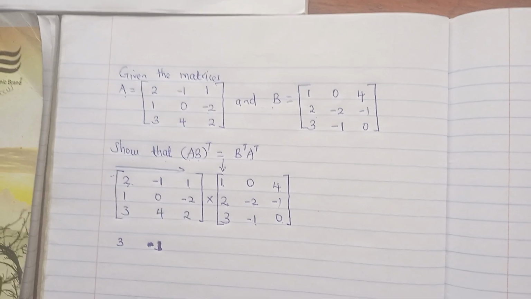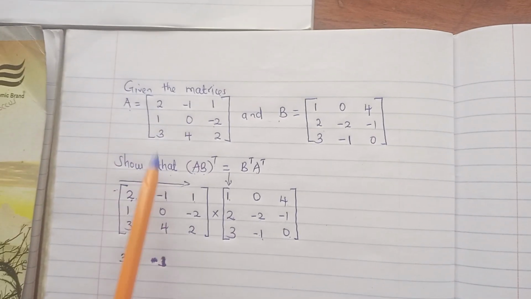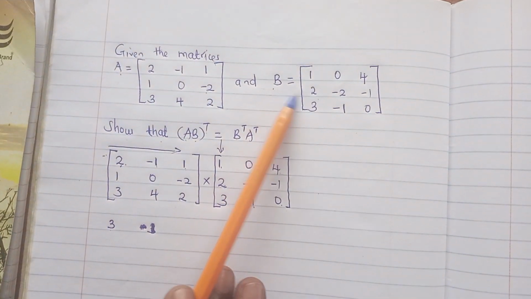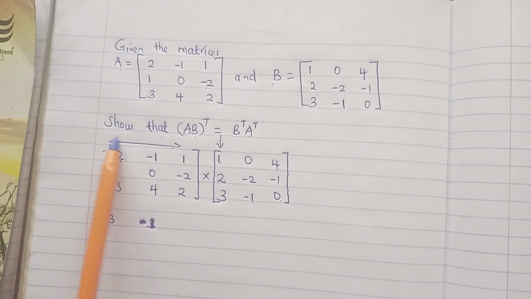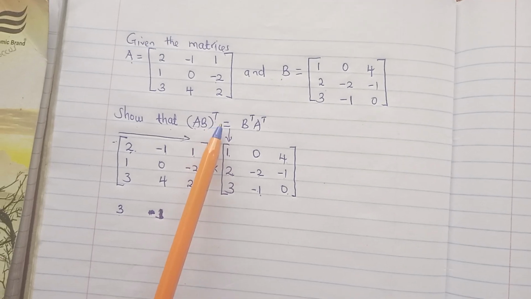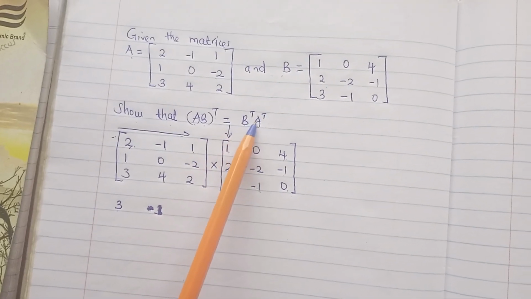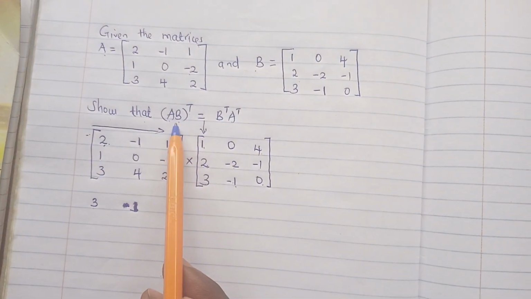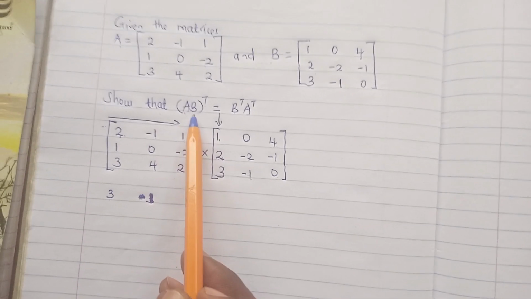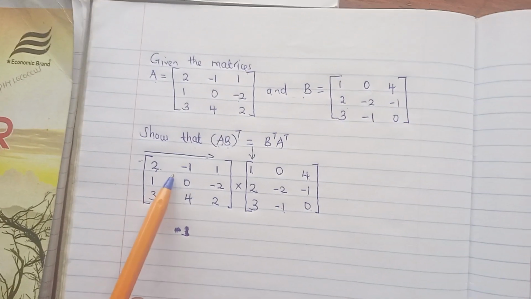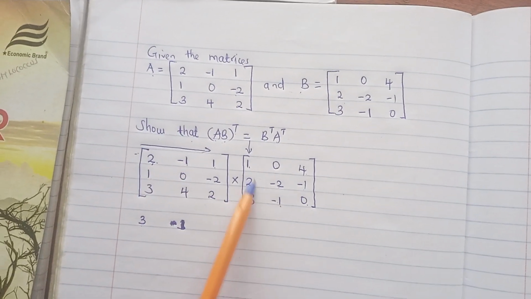Hi viewers, today I want us to look at this question here on matrices. So we are given matrix A and matrix B. We've been told to show that (A times B) transpose is equal to B transpose times A transpose. So now let us start with this one here: A multiplied by B, and then we're going to get its transpose. So matrix A is this one here, and matrix B is this one.